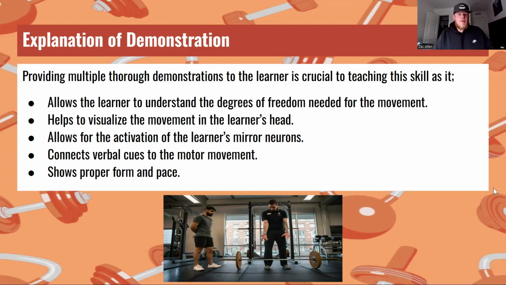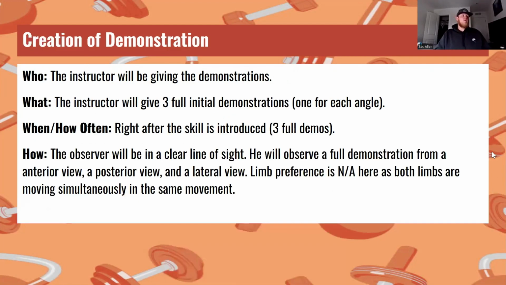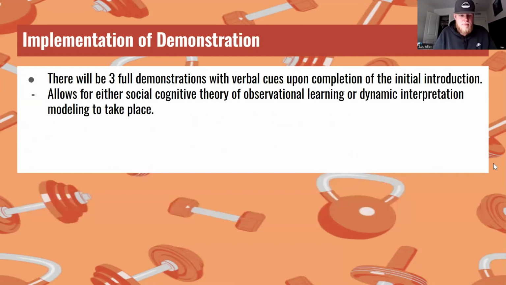So for the creation of our demonstration, we're going to have the instructor give a brief background, then give the demonstration from 3 different angles so that the learner can see everything they need to understand what the movement entails. And then we're making sure that they don't have any questions afterwards. We don't need to ask them about a limb preference here because obviously both limbs are going to be used simultaneously.